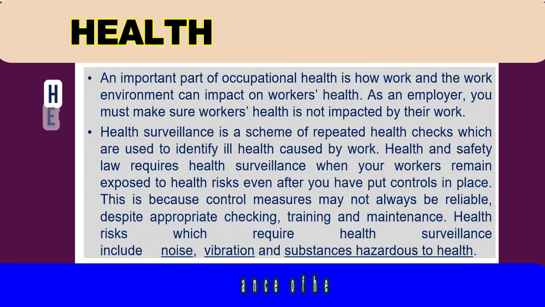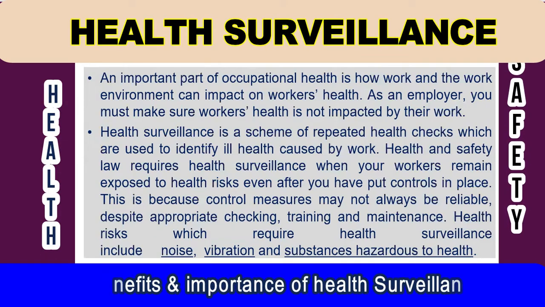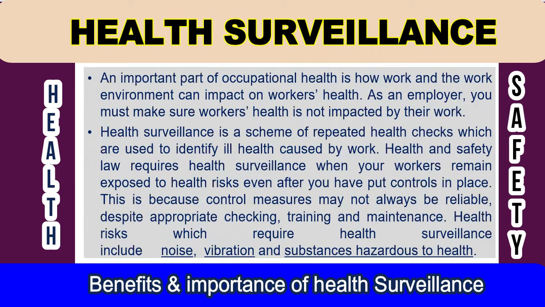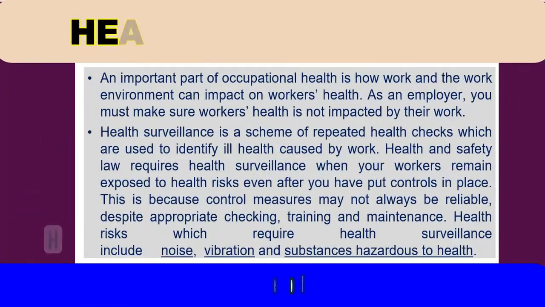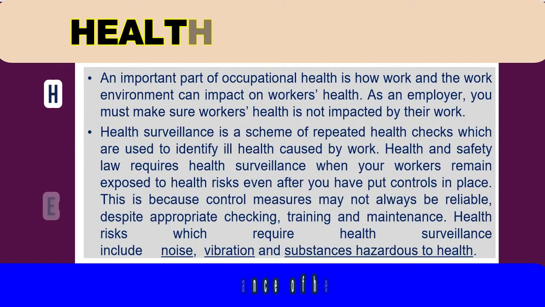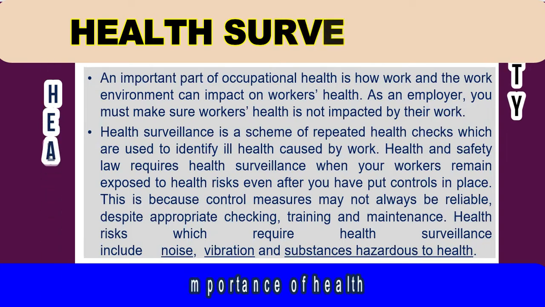An important part of occupational health is how work and the work environment can impact on workers' health. As an employer, you must make sure workers' health is not impacted by their work. Health surveillance is a scheme of repeated health checks which are used to identify ill health caused by work.